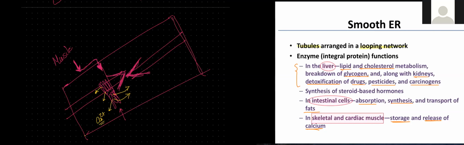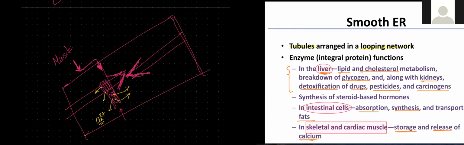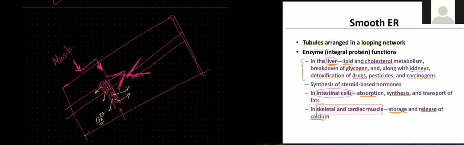So again, what are the different functions of the smooth endoplasmic reticulum? We've got in the liver, lipid, cholesterol metabolism, breaking down of the glycogen, detoxification of the drugs, pesticides, and carcinogens. Intestinal cells will be the absorption, synthesis, and the transport of fat. Skeletal muscles and cardiac muscle cells will be the storage and release of calcium to allow the muscular contraction. All right, we're going to discuss the muscular contraction and how the signal is going to be transported to the cell and how the contraction takes place. All this is going to be discussed in detail later on in this course.